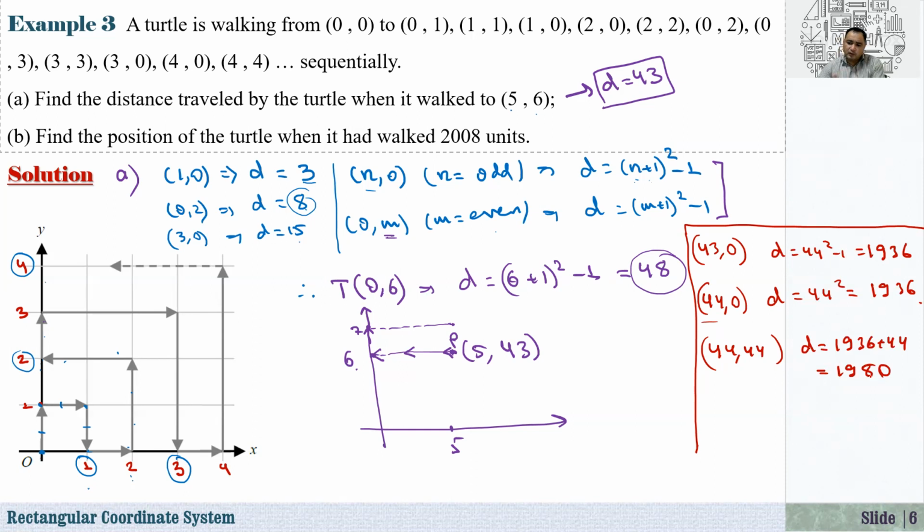So now it should walk to the left 28 units. So that means 44 minus 28, it will be 16. So the distance will be 1980 plus 28, so that's equal to 2008. So when the turtle has walked 2008 units, it will be at the position where the coordinates are (44, 16).